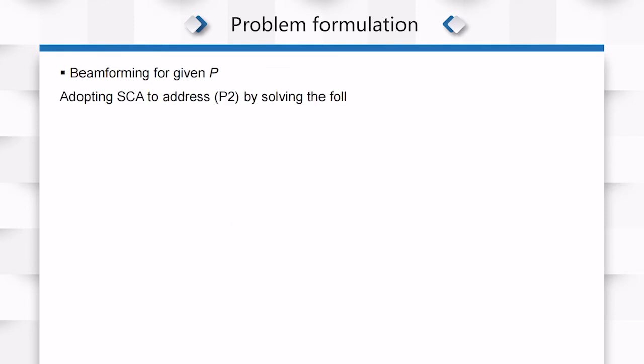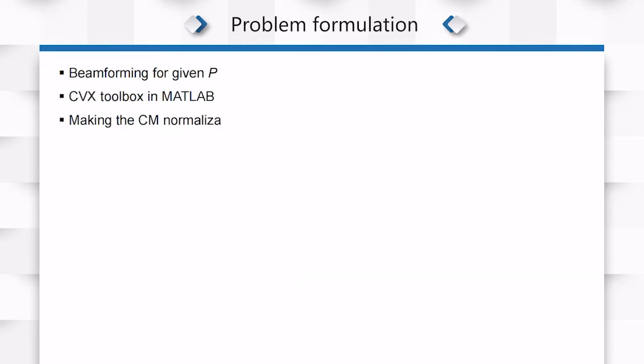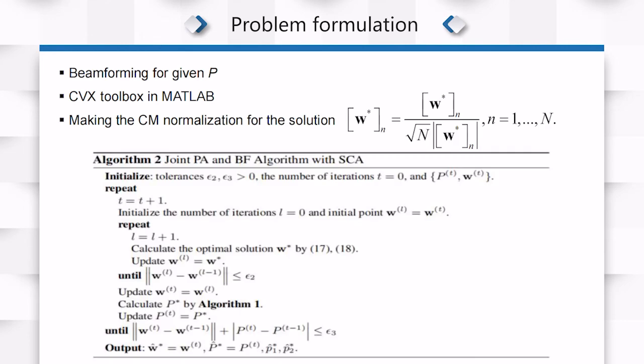In what follows, we adopt the SCA method to address problem 16. Accordingly, we need to solve the following convex optimization problem at each iteration of SCA. CVXTOR is used to obtain a suboptimal solution. To satisfy the CM constraint, we apply CM normalization to each element of the beamforming vector omega as follows. As a result, we summarize the first joint design scheme in algorithm 2.